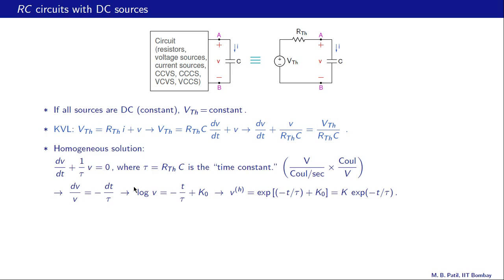So this equation can be rewritten as V equal to e raised to minus t by tau plus k0, and then we can define e raised to k0 as another constant k, and therefore we have V, the homogeneous part, indicated here with this superscript h, equal to k times exponential minus t by tau.